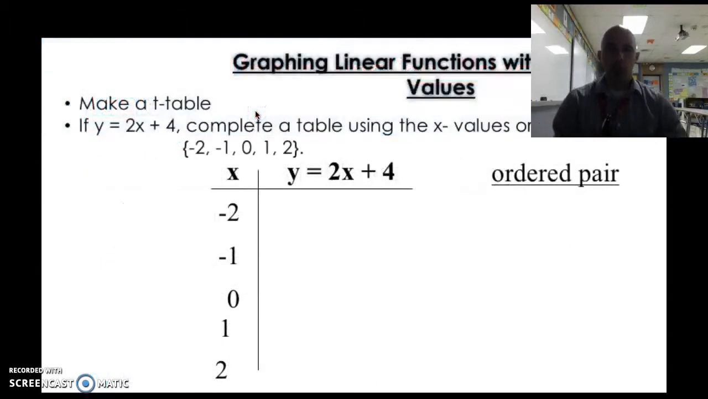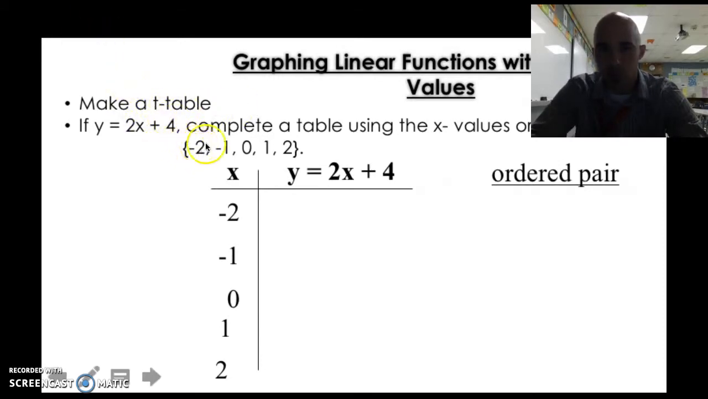All right, let's go ahead, graphing linear functions with a table of values. What you want to do is make a table, and the function we're going to use is y equals 2x plus 4. I'm going to give you the x values, or the domain. In other words, the input values: -2, -1, 0, 1, and 2. List them down here in the t-table, and this looks like a t.